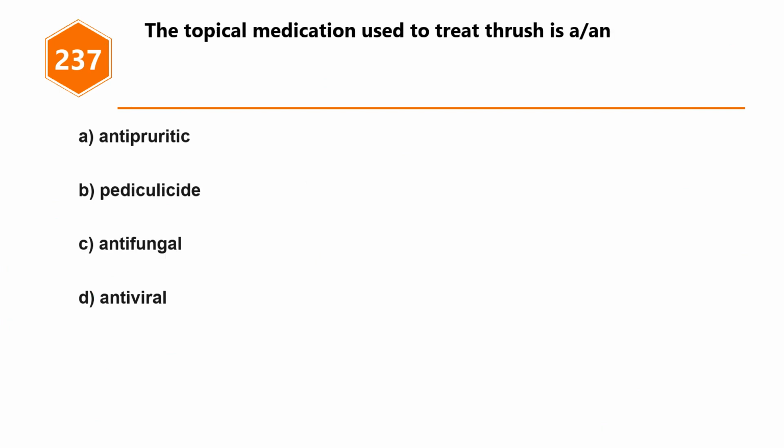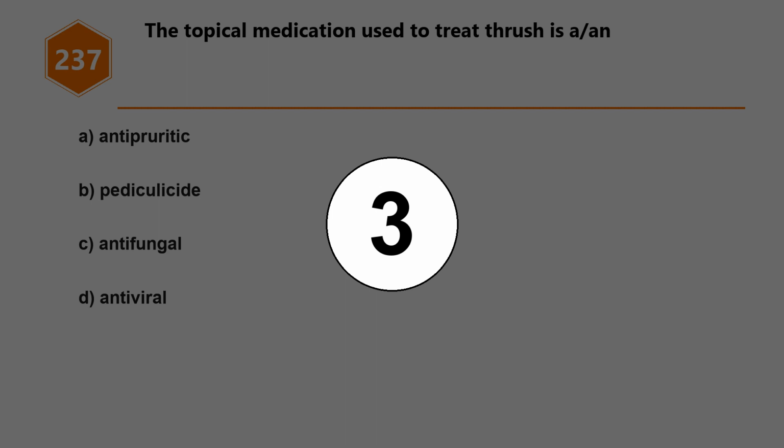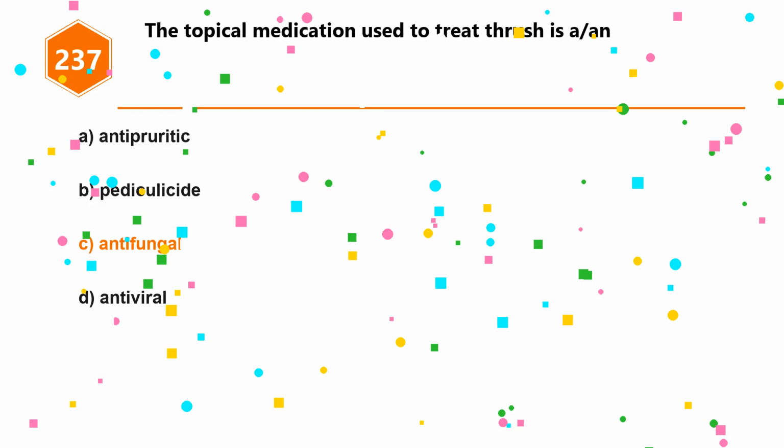Question 237. The topical medication used to treat thrush is an blank. Option A, antipyretic. Option B, pediculicide. Option C, antifungal. Option D, antiviral. The correct answer is option C, antifungal.